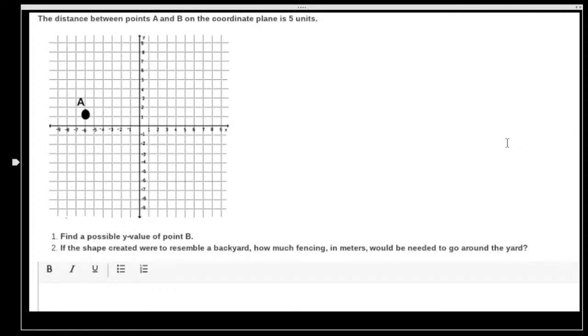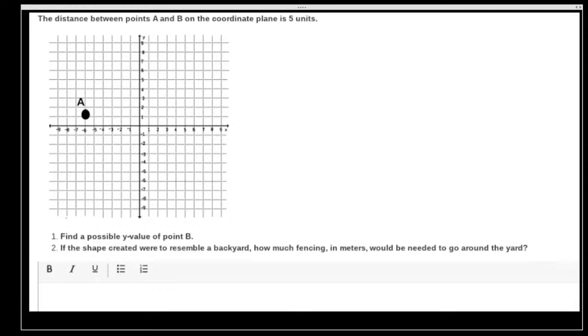Okay, now next problem. The distance between the point A and B on the coordinate plane is 5 units. Point A is shown, where is point B? 5 units. Find the possible y value of the point B. If the shape created were to resemble a backyard, how much fencing in meters would be needed to go round the yard?